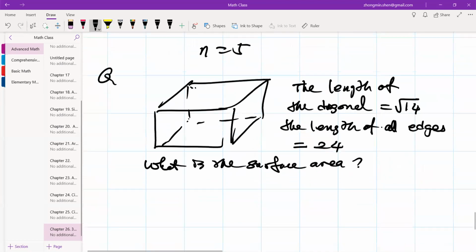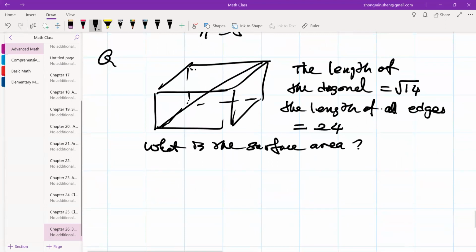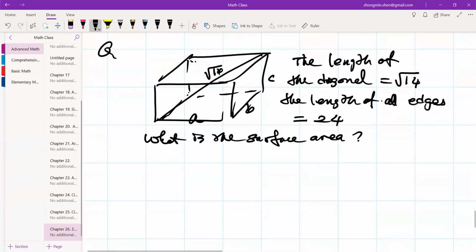So we are given the length of the diagonal, and also I measured all the edges. I found out the total length of all the edges is going to be 24 units. Can we determine the surface area? To solve this problem, you should write down what we are given. Here's A, B, and C. We are given the total edge length. Like a pyramid, you have 4 identical edges. Total edges will be 12, so it will be 4A, 4B, 4C. This is supposed to be 24.